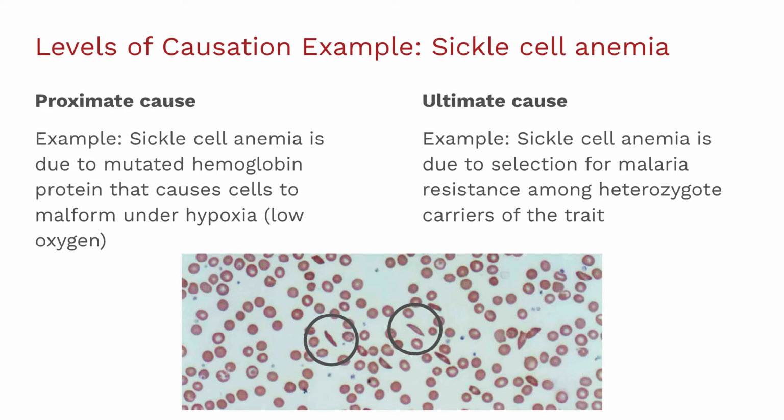If you look at sickle cell anemia from the evolutionary viewpoint, though, that's the only way it really makes sense. So the ultimate cause of sickle cell anemia can be said to be selection for malaria resistance that's found among heterozygote carriers of the trait. These heterozygotes have enough of a reproductive advantage because they survive malaria in some populations to offset the fact that a bunch of kids sadly die who are homozygote carriers for the trait.